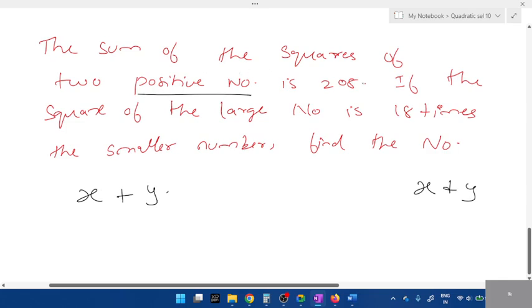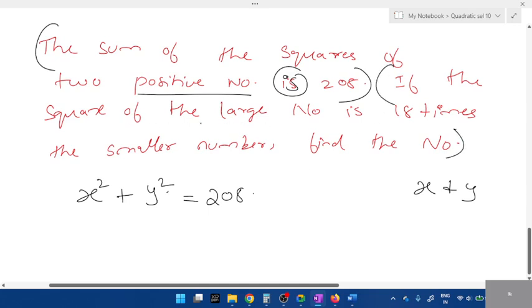So according to this first statement, how do you write this equation? The sum of the squares of two numbers. What do you mean by square? Square it. So after squaring, if you add, their sum is equal to how much? 208. Second equation. Let us take x as the larger number.